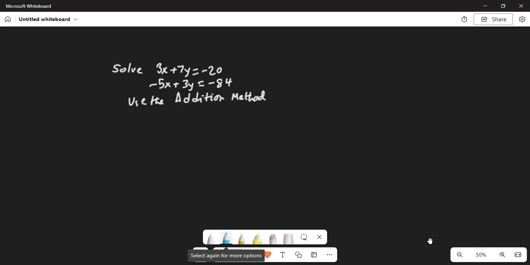Right away we see the first equation is 3x plus 7y equals minus 20, whereas the second equation is minus 5x plus 3y equals minus 84. Thus, x has opposite signs in equation 1 and equation 2: positive 3x in the first equation and negative 5x in the second.